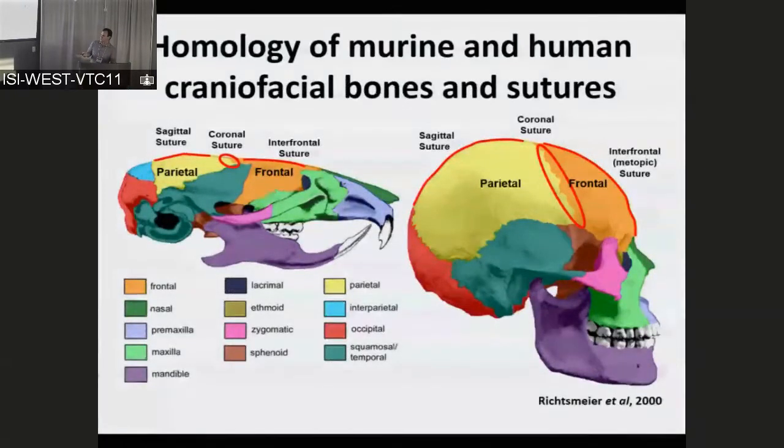Obviously, the mouse is a good model for humans. As you can see with this color coordination, the bones are highly homologous between the mouse and the human. And so therefore, the sutures between them, I'm just pointing out, say, cranial sutures, sagittal, coronal, around the front here, or the interfrontal, or as it's called in human, the metopic. Joan Richtsmeier has been acknowledged a few times, so I'll just point out that this is a photo from her.